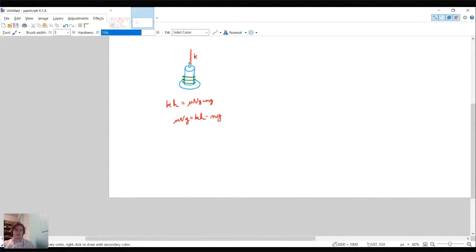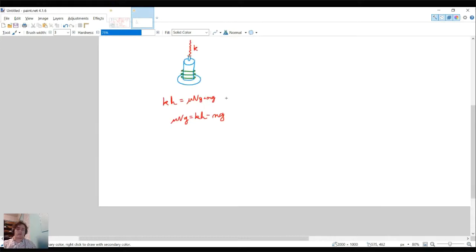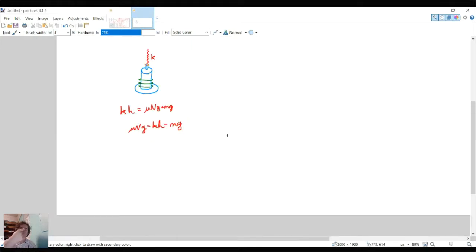So the great thing about this experiment is that, 1, the measurements are more precise. 2, the algebra is easier. And 3, there really isn't a third option. It's easier to set up, basically.